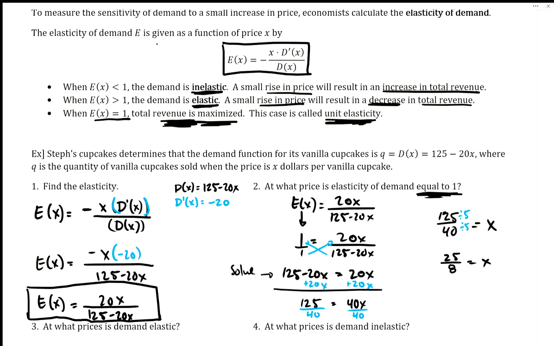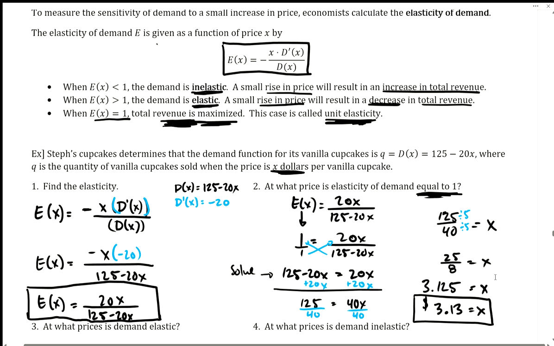And then what we could do, we could plug that into a calculator. Okay, so if we did that, we would get 3.125, but it's asking for a price, so we would probably round it to the nearest cent, so $3.13. Okay, so because they said X is in dollars. Okay, so that's it. So it looks like that's what the price should be for these cupcakes to maximize profit.